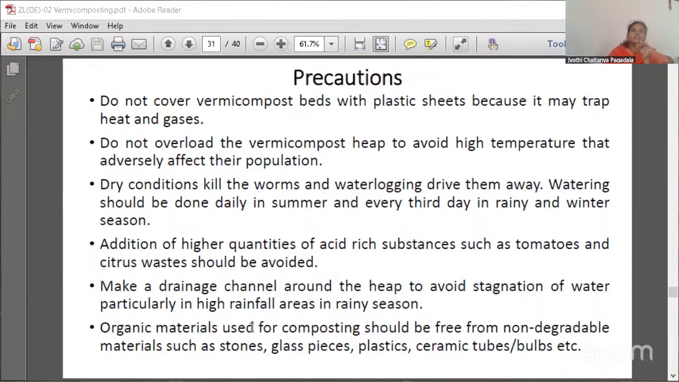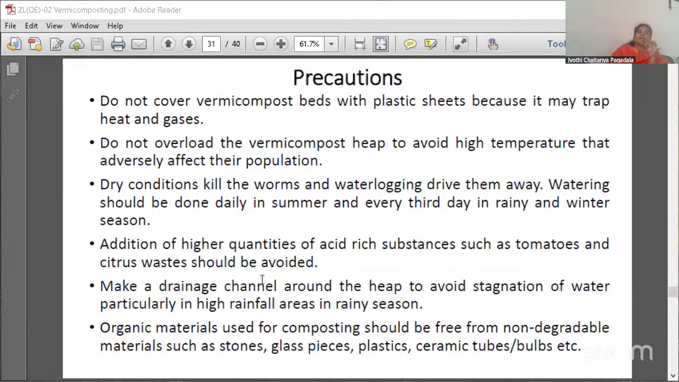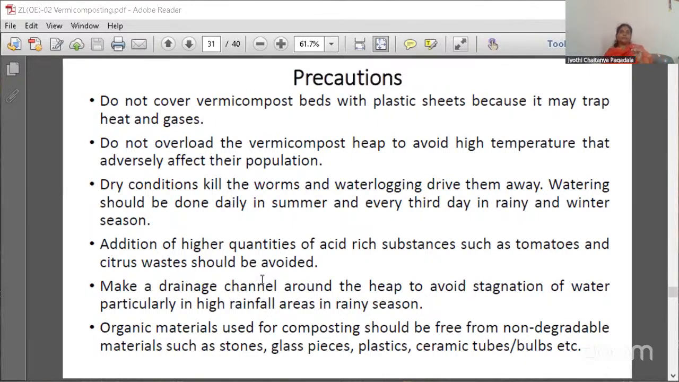Additionally, high quantities of acid-rich substances such as tomatoes and citrus waste should be avoided, and make it dry, because such substances increase the acidity of the vermicompost, and then the pH range is exceeded or decreased. So we should not take high quantities of acid-rich substances, tomatoes and citrus fruits like oranges. And make a drainage channel around the heap to avoid stagnation of water, particularly in high rainfall areas in the rainy season.